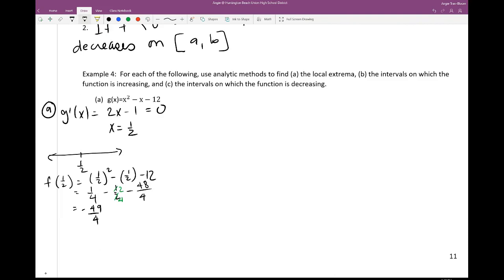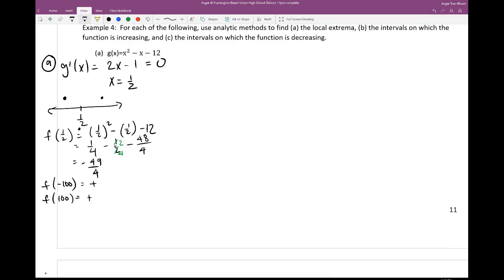Well, I kind of don't know if that's a minimum or maximum, so let's do some far out points. Negative 100 squared is positive. f of positive 100 is still positive. So I have two positive points, and this is negative somewhere in the bottom, so this is definitely a minimum. Okay. So minimum, would you agree with that? Perfect. Min is what? Negative 49 over 4 at what? x equals a half.